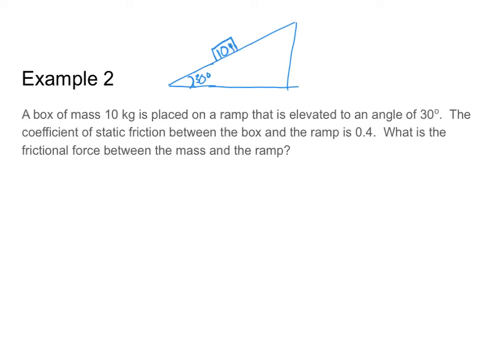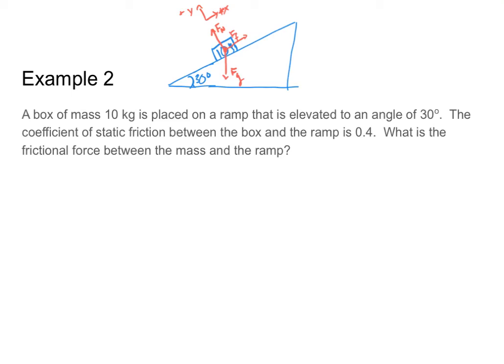And drawing out my frame of reference, I can, of course, write that the positive y direction is up, and then positive x direction is to the right, also kind of up the ramp. And I can draw a free body diagram of all the forces acting on my box. So I'm going to have my normal force pointing up. I'm going to have my gravitational force pointing down, and I'm going to have my frictional force pointing up and to the right.